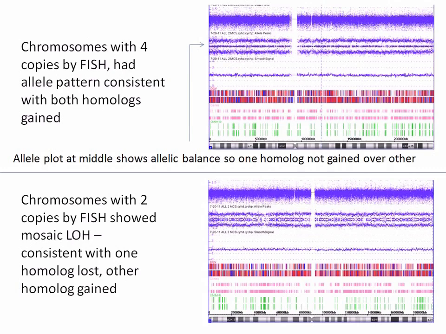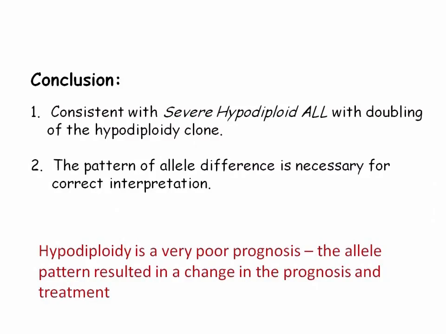My outer plots are still at 1 and minus 1, but my inner plot is opening up, again at a level that would be consistent with about that 20%. So this is showing that in 20% of the cells, one homolog is being lost and the other homolog is being gained. So what is this? It's severe hypodiploidy with a doubling of the hypodiploid clone in 20% of the cells. The allele pattern was really helpful in feeling comfortable with that. Rather than just questioning their FISH, we felt very comfortable with this conclusion, and it changes the prognosis.